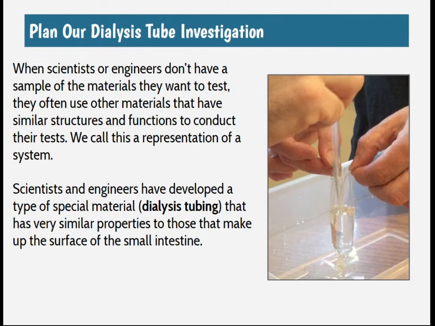So as we plan our dialysis tube investigation, it's important to know when scientists or engineers don't have a sample of the materials they want to test, such as a human small intestine, they often use other materials that have similar structures and functions to conduct their tests. We call this a representation of a system. Scientists and engineers have developed a special type of material called dialysis tubing that has very similar properties to those that make up the surface of the small intestine.